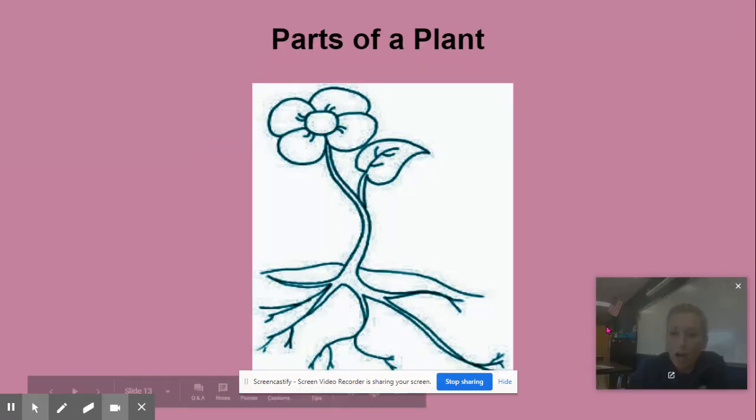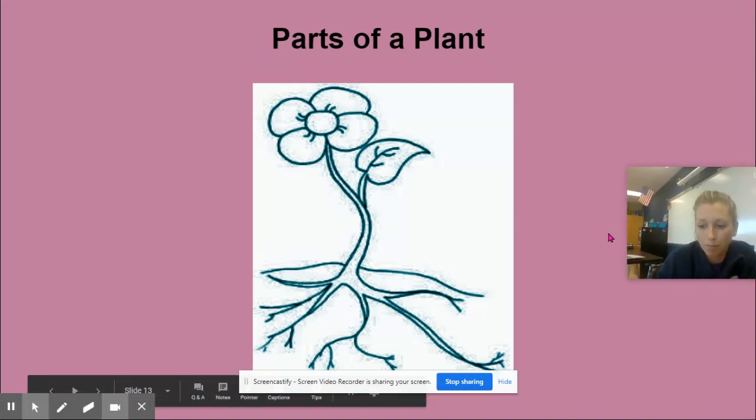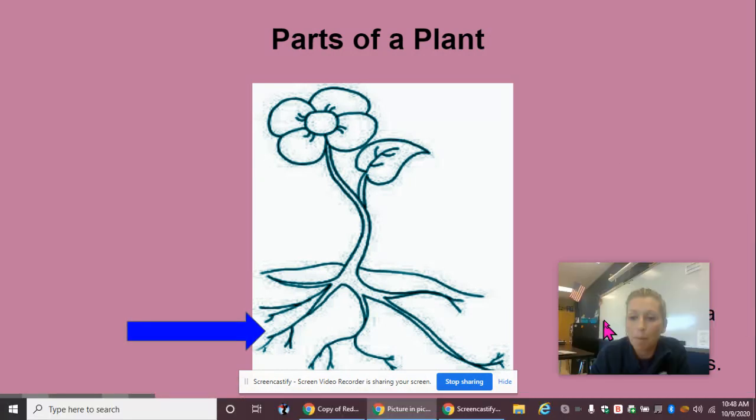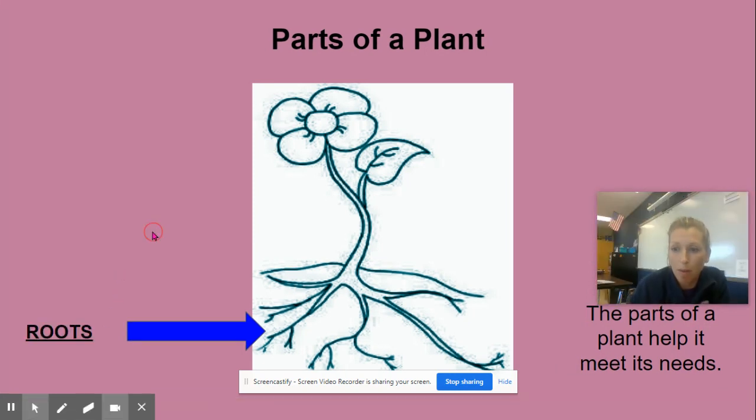So, parts of a plant. The parts of a plant are designed to help plants meet their needs. They have these parts specifically to help them meet their needs. For example, we have roots. Roots go underground and they absorb water and nutrients from the soil. So we just learned that plants need water and nutrients to survive. Well, their roots are what they use to meet those needs.